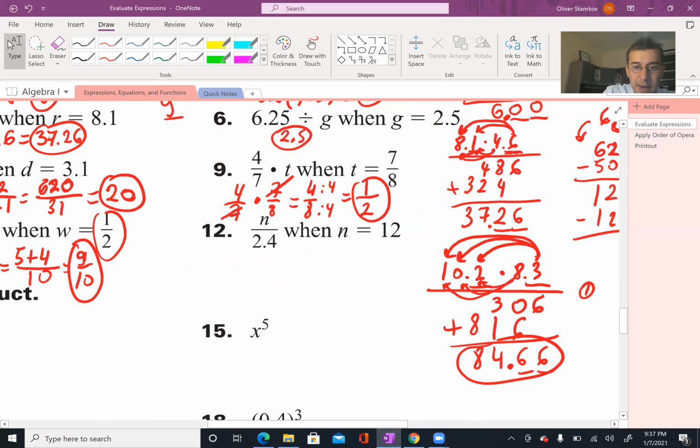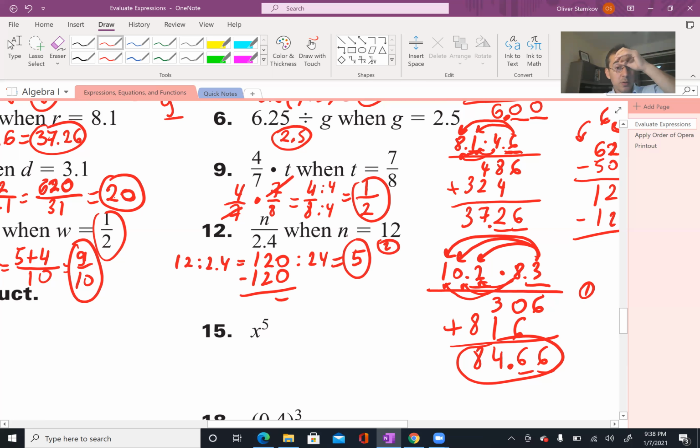Number 12, so this is going to be division again. 12 divided by 2.4, that's the same as 120 divided by 24. 120 divided by 24, that's 5. Why? Because 5 times 4 is 20, 0 and 2. We remember 5 times 2 is 10, and the 2 we remember is 120. No remainder. 5 is the solution to this problem.